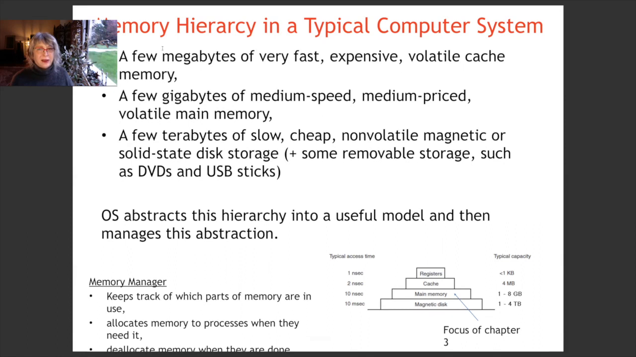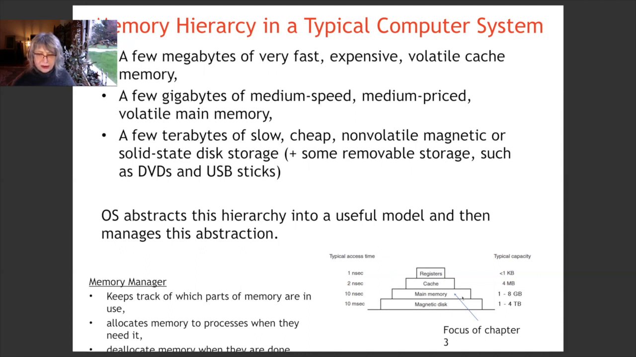The memory hierarchy in a typical computer system is as follows. There are a few megabytes of very fast, inexpensive, volatile cache memory, a few gigabytes of medium speed, medium priced, volatile main memory, a few terabytes of slow, cheap, non-volatile, magnetic or solid state storage, and some removable storage such as DVDs and USB sticks. The operating system abstracts this hierarchy into a useful model and then manages this abstraction.